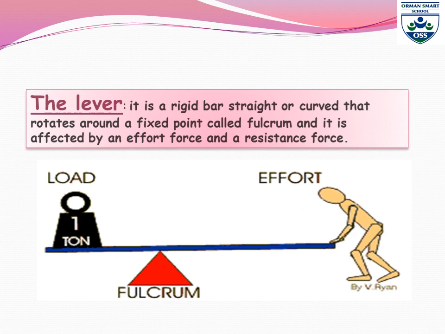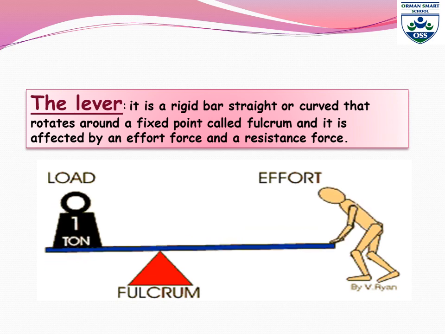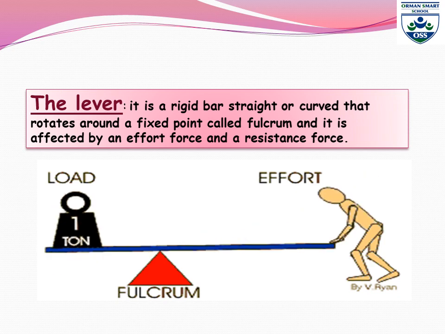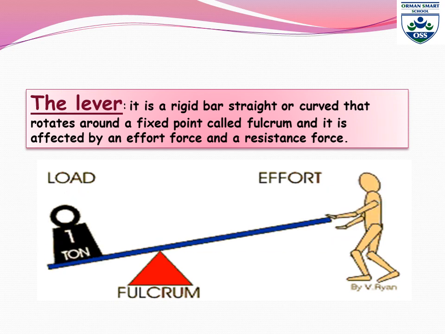The lever. What is the meaning of the lever? The lever is a rigid bar, straight or curved, that rotates around a fixed point. This fixed point is called the fulcrum. And the lever is affected by two forces, effort force and resistance force.